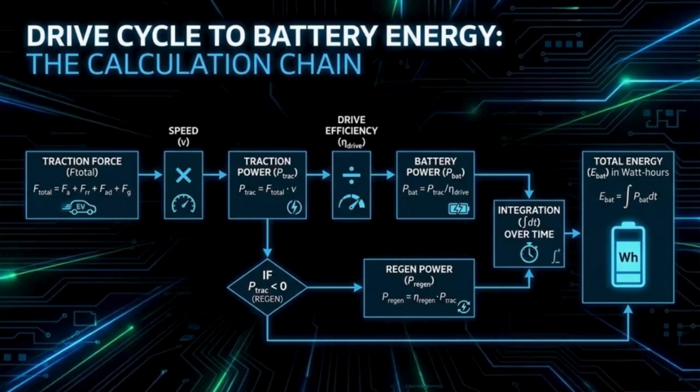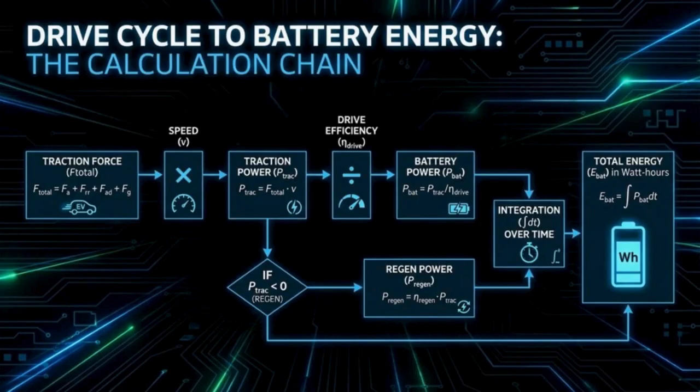We connect force, power, and energy. First, traction power is calculated from force and speed. Next, battery power must include drivetrain efficiency. Battery power equals traction power divided by drive efficiency. When the vehicle is braking, power becomes negative. During these negative segments, regenerative efficiency is included. Recovered power equals regenerative efficiency multiplied by braking power.